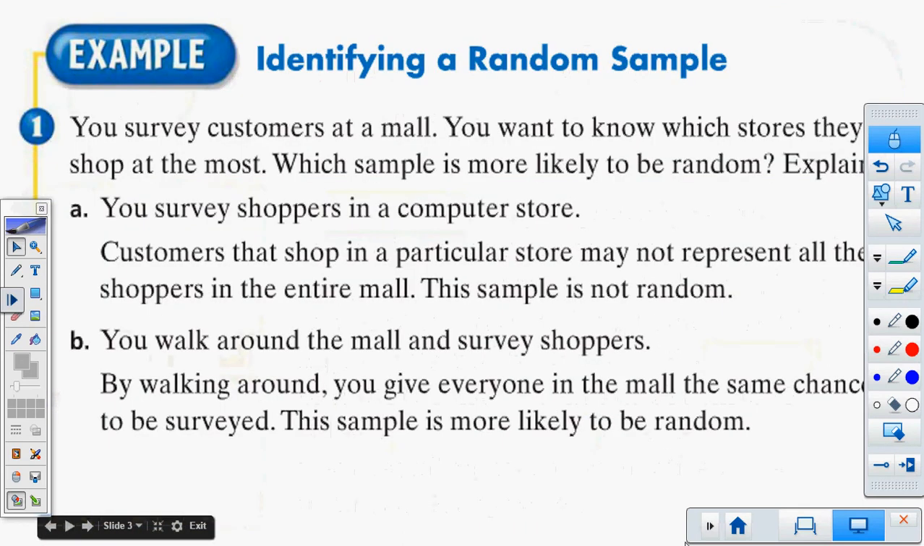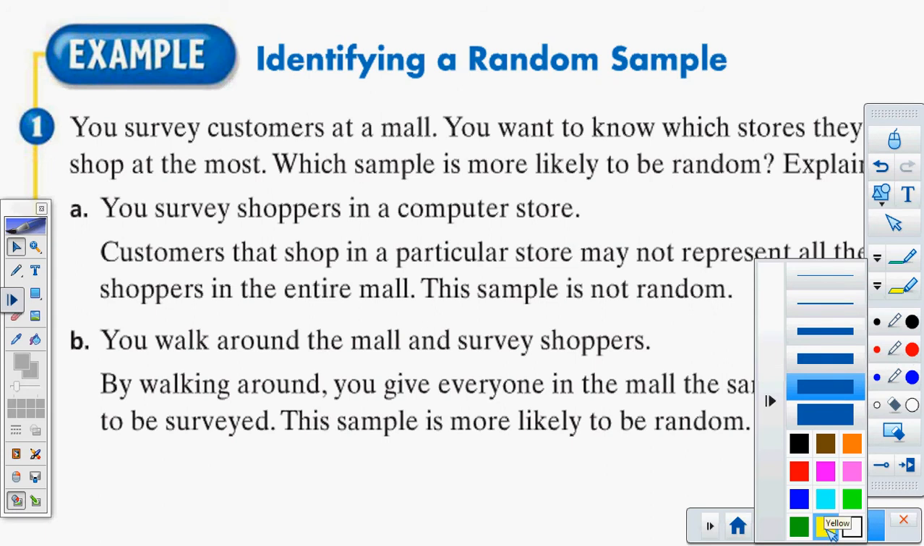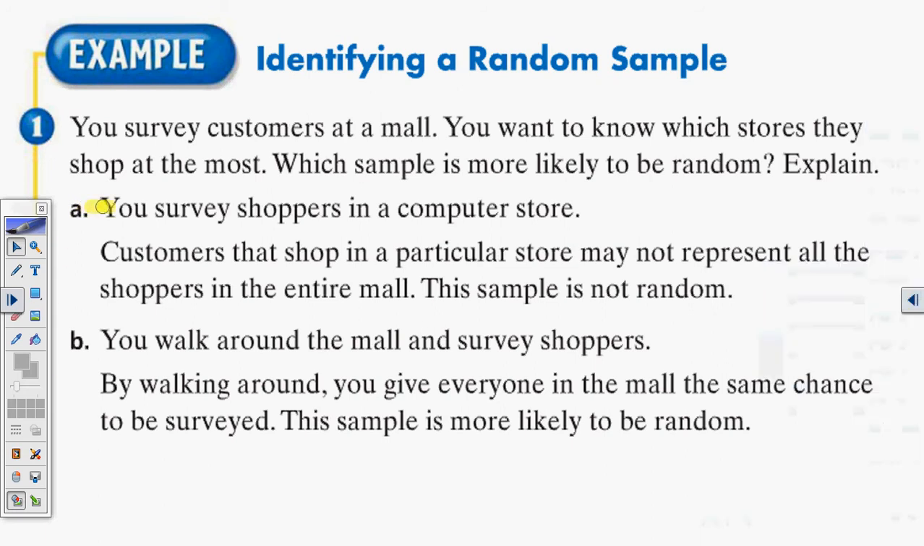Okay, so here's what they're going to ask you. Identify a random sample. You survey customers at a mall. You want to know which stores they shop at the most. Which sample is more likely to be random? So they're going to give you a couple choices. Here's A, you survey shoppers in a computer store, or B, you walk around the mall and survey shoppers. So which sample is more likely to be random?